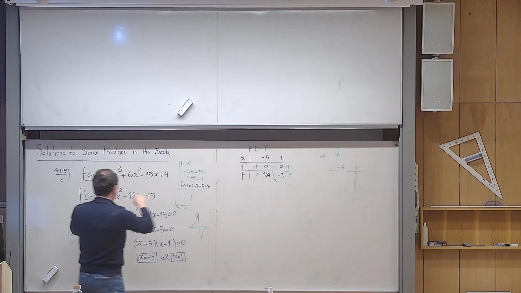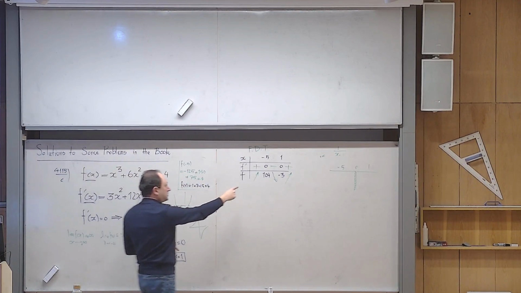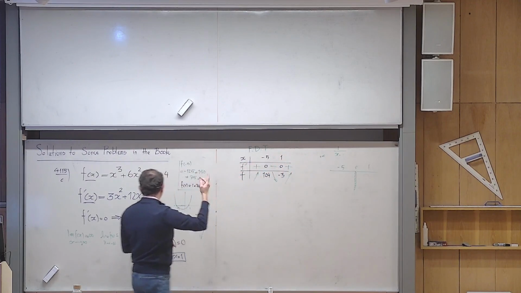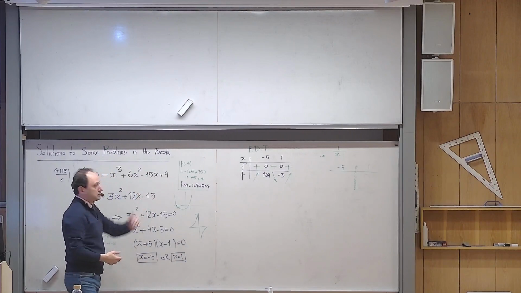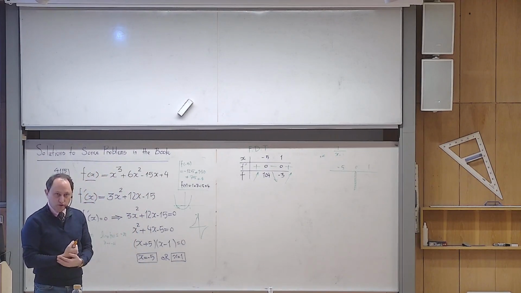I take 0 and put it in the derivative. This one vanishes, this one vanishes, minus 15. Minus 15 is negative, so it is negative. And then you put a number greater than 1, for example 2, and then you see that it's positive. This is the way that I told you when I was teaching.